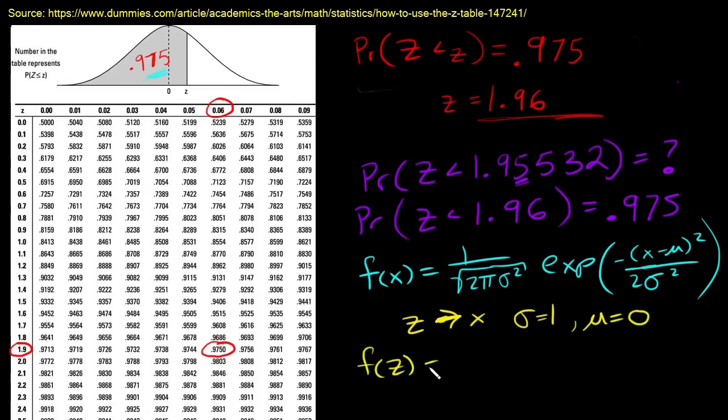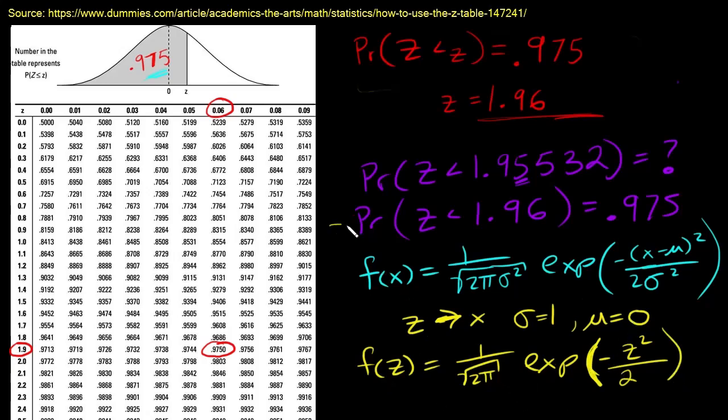So this function becomes 1 over square root of 2 pi, right? I just plug in 1 there for sigma. And then e to the power of minus, so instead of x, it becomes z minus mu, which is just z. Sorry, I actually don't need a parentheses there. z squared divided by 2 times 1, which is just 2. Okay? All right, so this is my function.